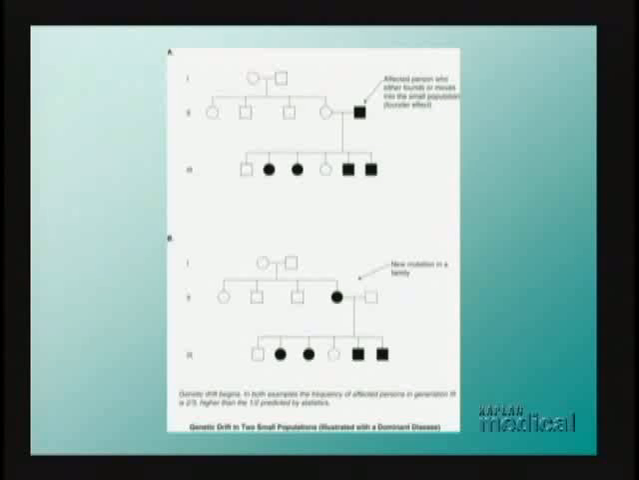This same sort of thing can also happen as a result of a new mutation in a family, which is illustrated there in the pedigree at the bottom of this slide. What has happened here is that a new mutation has occurred, and as this person then has children, just simply due to chance alone, more children than you would predict using the Hardy-Weinberg equation have inherited the mutation and developed the disease, and so genetic drift has occurred in that small population, increasing the allele frequency for the mutation in that small population.